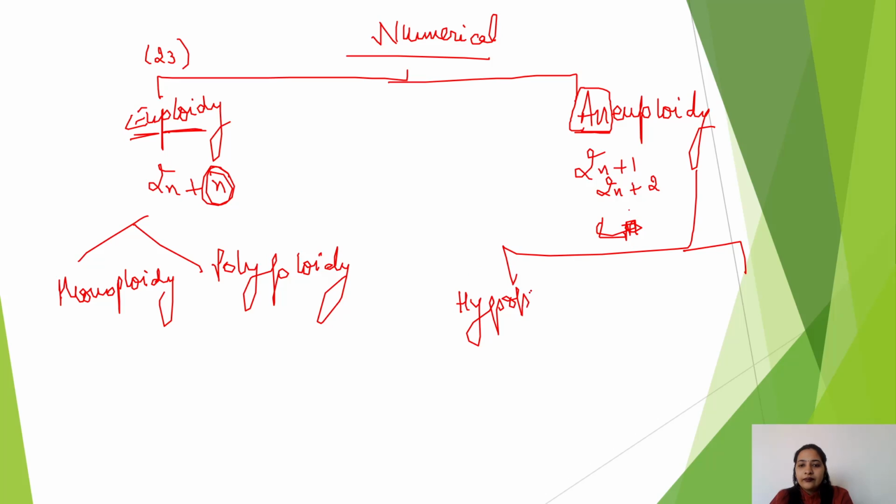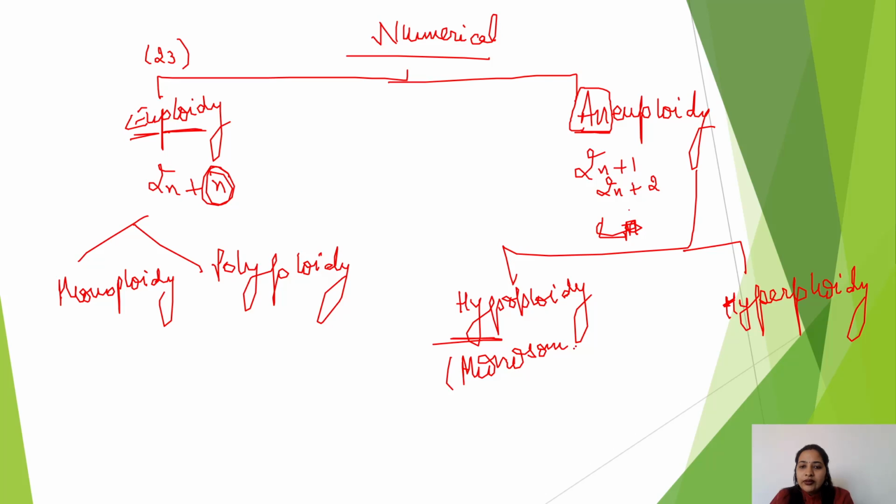Hypoploidy and hyperploidy. As you all know, hypo means less, hyper means more. So hypo means monosomy or nullisomy. Monosomy, that means 2n minus 1, or nullisomy. I hope you all remember both the chromosomes in the pair are absent, 2n minus 2.